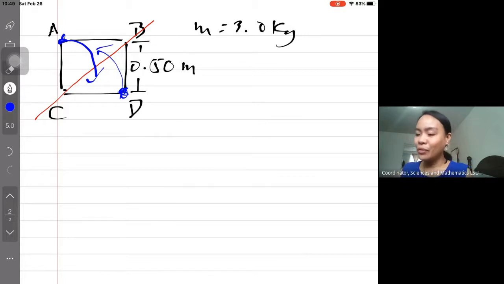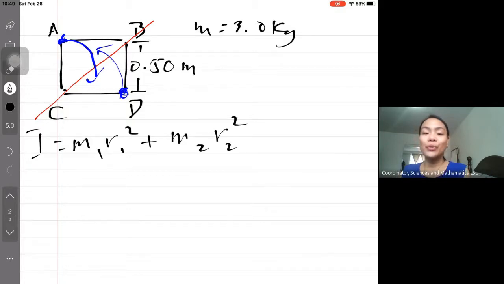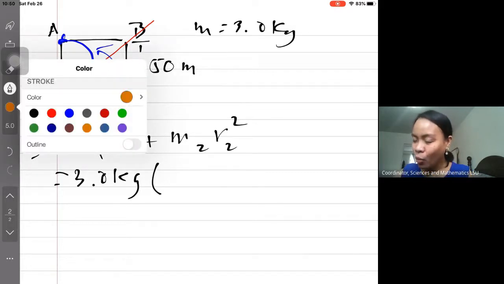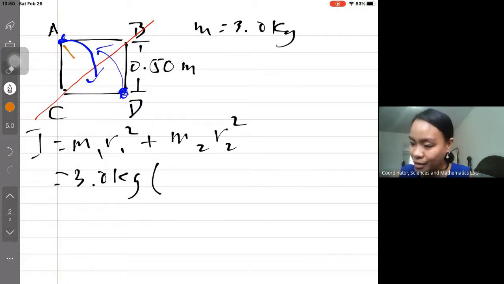So, getting our moment of inertia, we have our formula m1r1 squared plus m2r2 squared. Our masses are given, they are all 3 kilograms each. So 3 kilograms for m1 times the radius. This time, what would be the distance from point A to our axis of rotation? We are going to solve for this distance here. That would be our R.